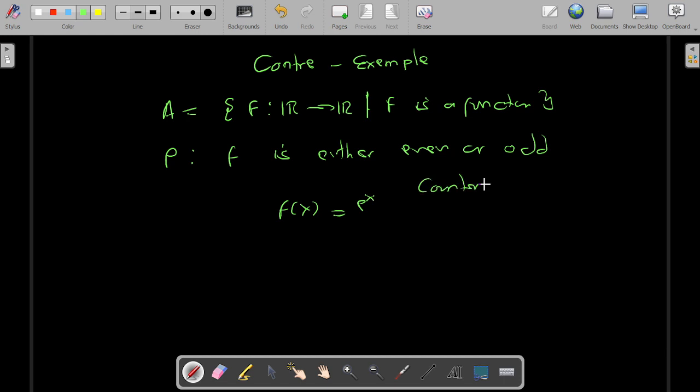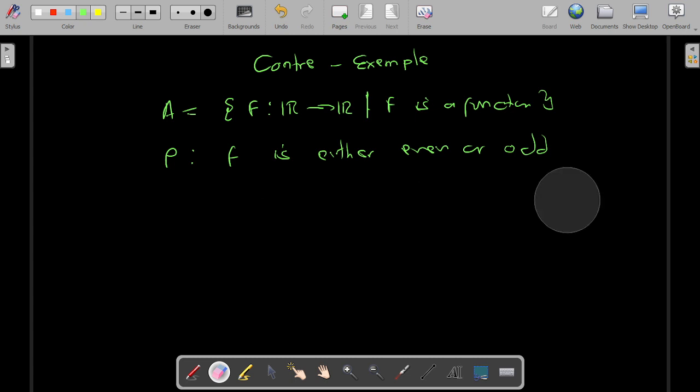So this is going to be our counter example. Now let me justify that this is our counter example. Well, first of all, let me start by defining what it means for a function to be even. Now we're talking about the set of real numbers. So a function f is going to be even.